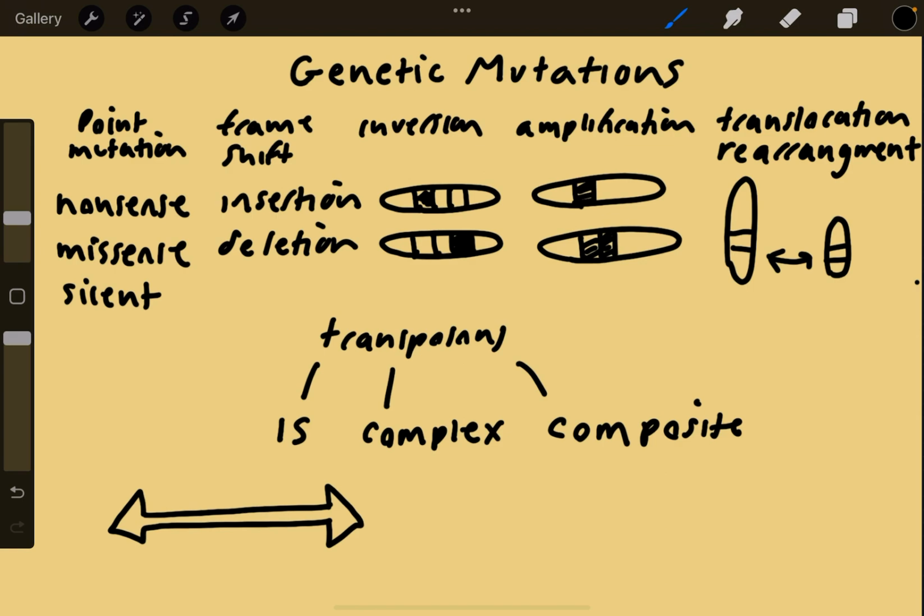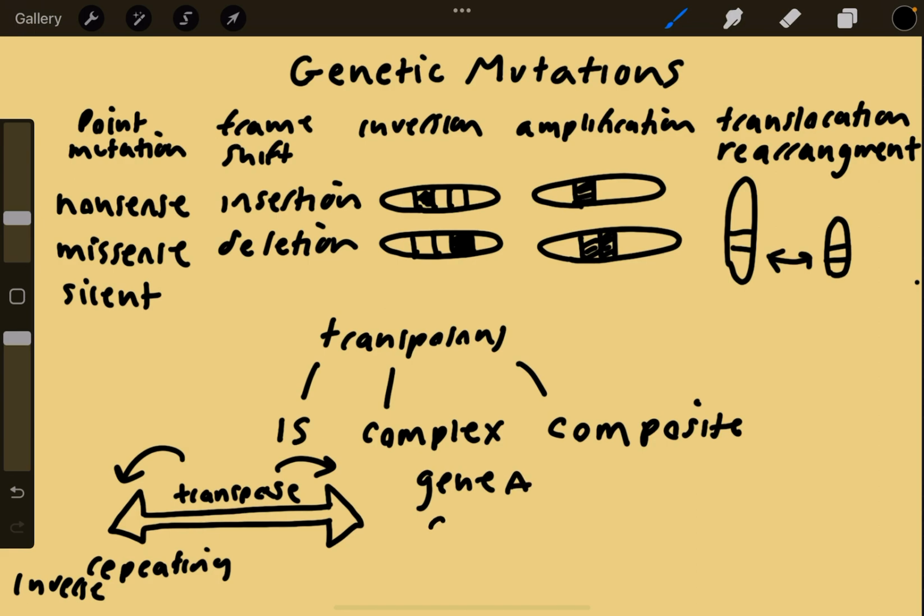they will all have a gene called transposase, and this gene will code for an enzyme that will cut the ends of the transposon, and these ends right here are repeating ends, and they are inverted. They'll cut it out, and then that transposon can jump out of the genetic code and insert itself somewhere else.